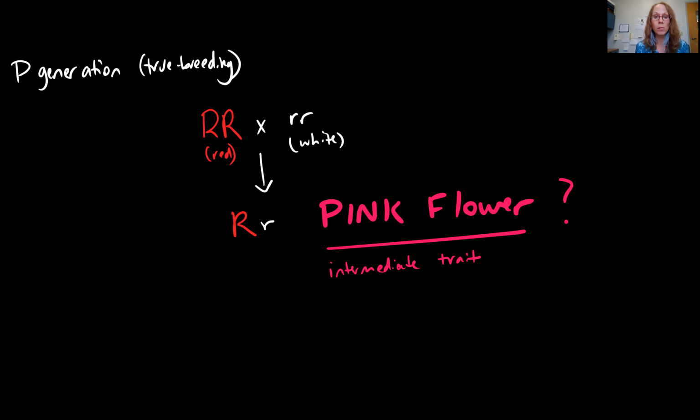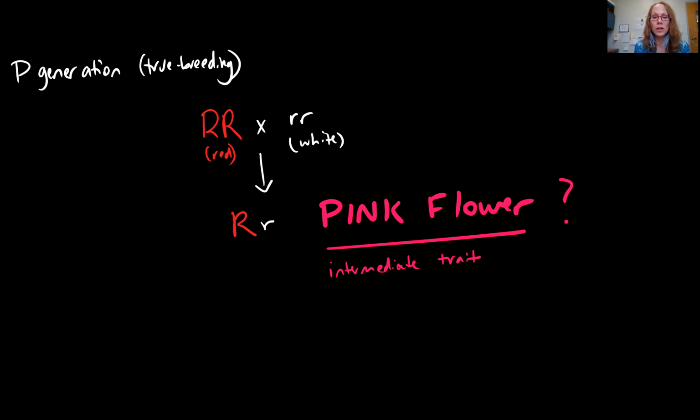So let's start by crossing a parental generation, a P generation, that's true breeding red flowers and white flowers. So we're looking here at snapdragons as our example. When you cross a true breeding red flower with a true breeding white flower, you will get a pink flower. So what's going on? How did red plus white equal pink?